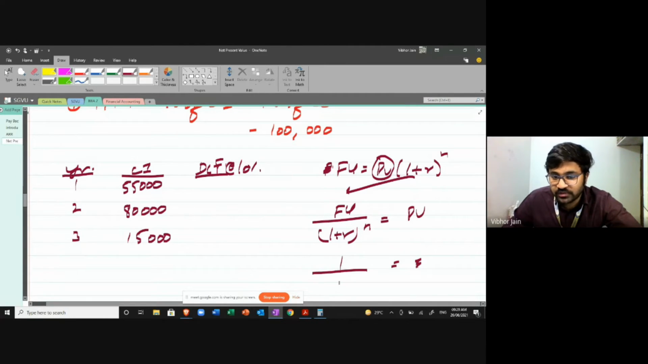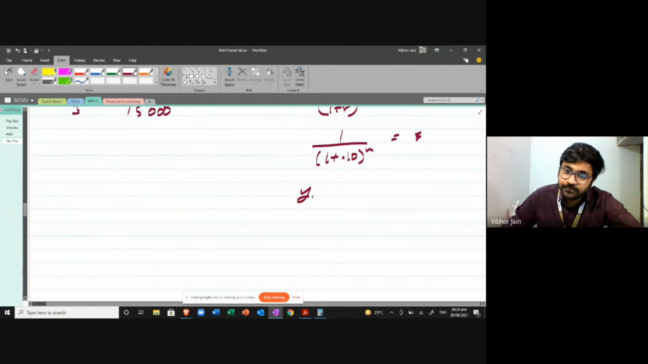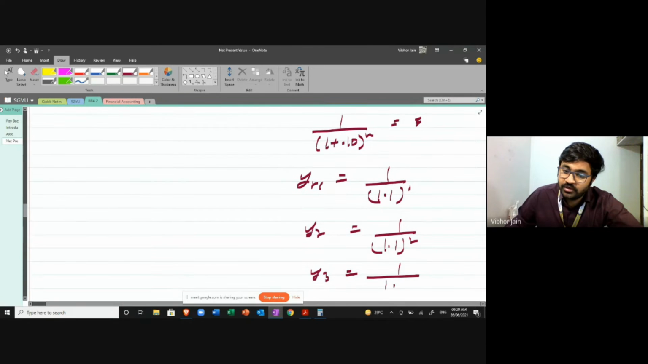So I'll calculate the present value of rupees 1. If the future value is 1, and the rate is 10%, then n is the number of years. For year 1, it would be 1 upon 1.1 raised to the power 1. For year 2, it would be 1 upon 1.1 raised to the power 2. For year 3, it would be 1 upon 1.1 raised to the power 3. This is what it should be, right? I hope you guys are getting this.